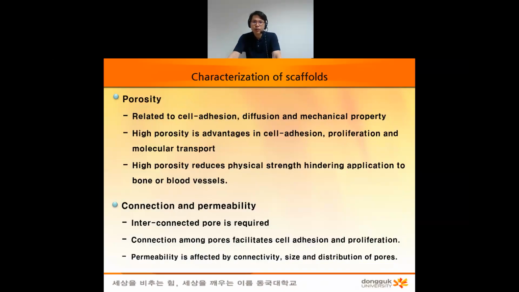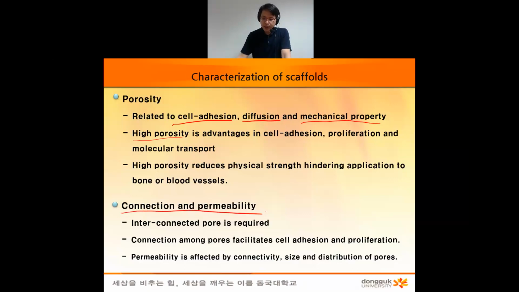Okay, let's get into the porosity part. Porosity is related to cell adhesion, diffusion of molecules, and mechanical property of the scaffolds. High porosity is advantageous in cell adhesion, cell proliferation, and molecular transport of nutrients and waste. But a scaffold with high porosity results in reduction of physical strength. So highly porous scaffolds cannot be utilized in bone or blood vessel applications.